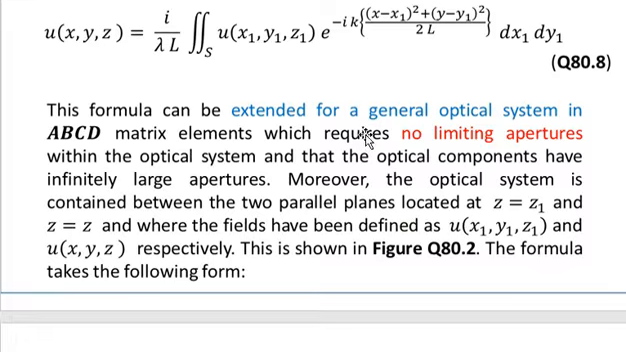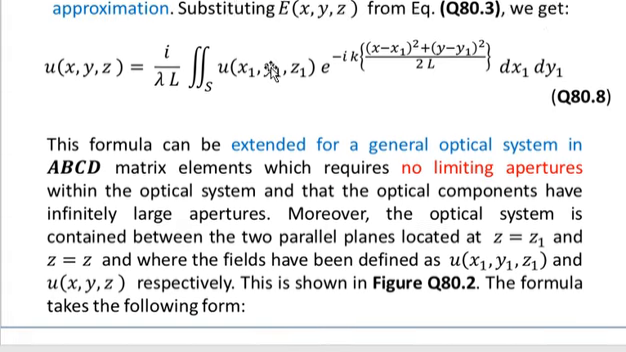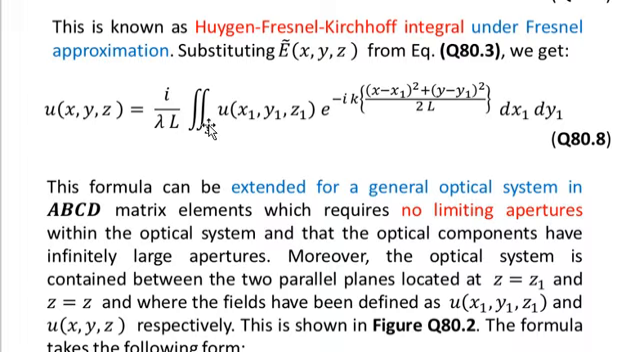This formula can be extended for a general optical system in the ABCD matrix elements, which requires no limiting apertures within the optical system, and that the optical components have infinitely large apertures. So you see that while we wrote down this integral, we have the summation over the integral S, which in principle limits the dimensions of the integral, but we have not specified the S.